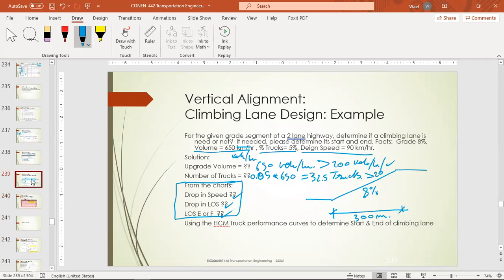So let's see, in our case, we have an 8% upgrade, and the length of the grade is 300 meters. So let's go here and try to solve the problem.